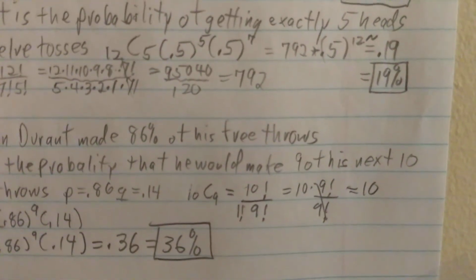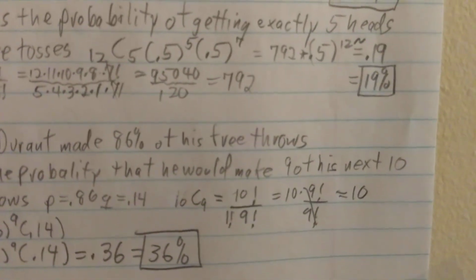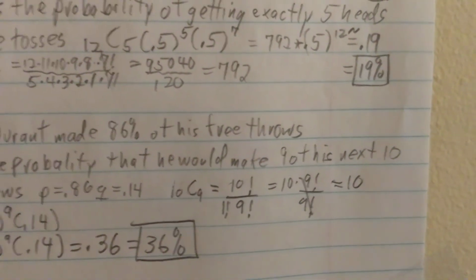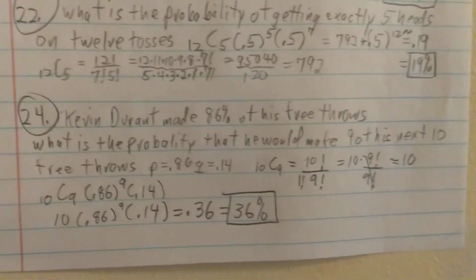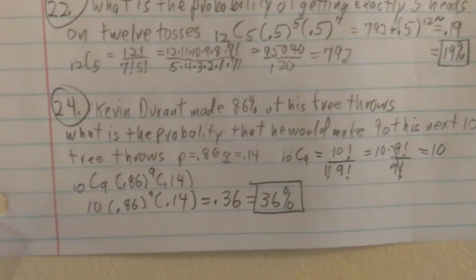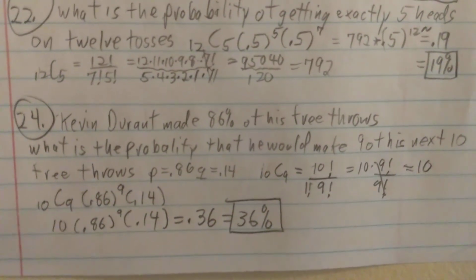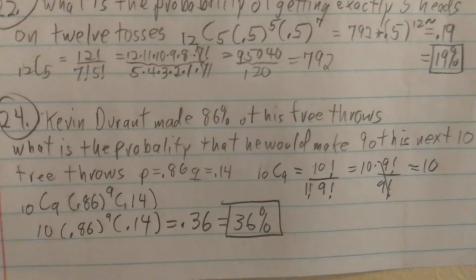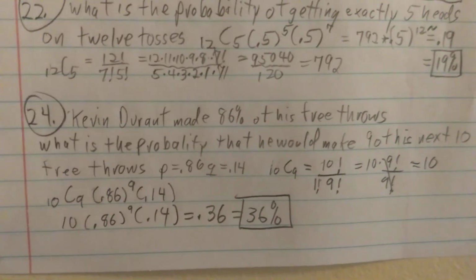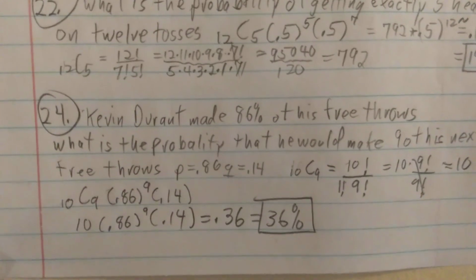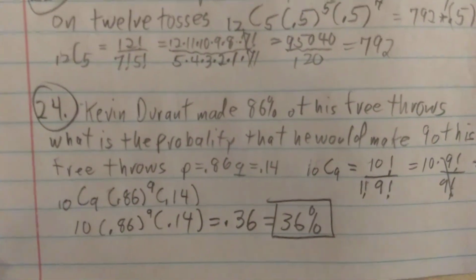So that would be 10C9, which would be 10 factorial over 1 factorial times 9 factorial. The 9 factorials cancel, leaving just 10. So this would be 10 times 0.86 to the power 9 times 0.14, which would round to 2 places to 0.36, or 36%.